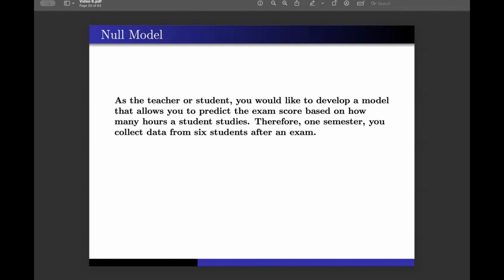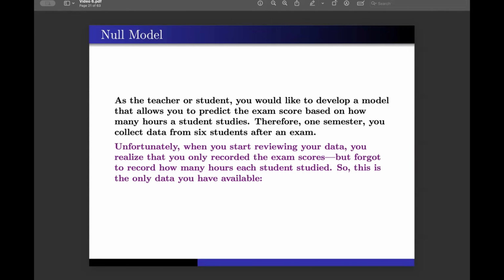As the teacher or student, you would like to develop a model that allows you to predict the exam score based on how many hours a student studies. Therefore, one semester you collect data from 6 students after an exam.